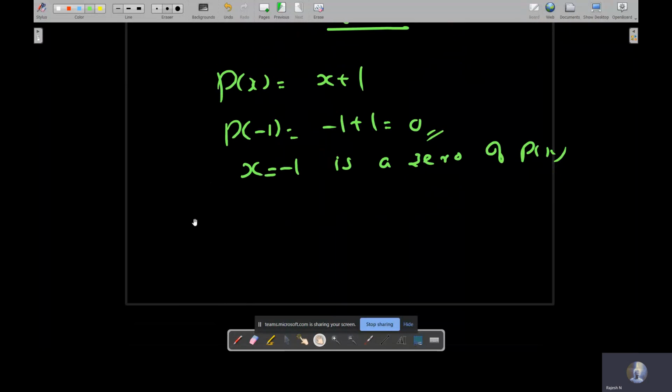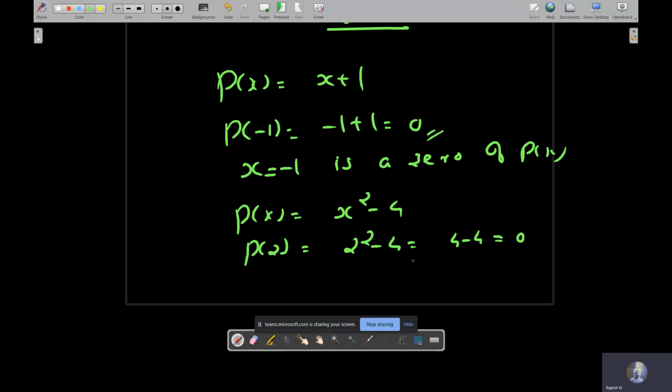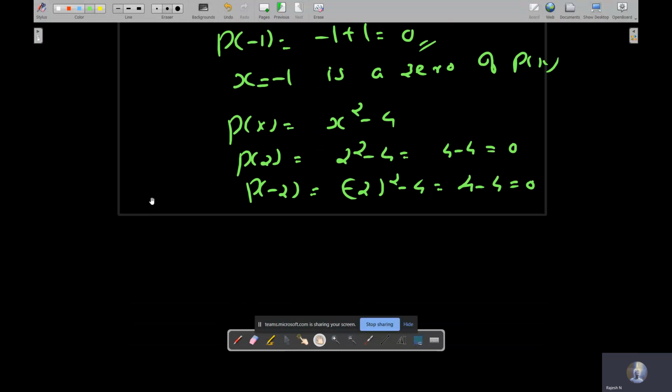Similarly, suppose p of x is equal to x squared minus 4. What is p of 2? P of 2 is 2 squared minus 4, which is 4 minus 4, 0. P of minus 2 is minus 2 squared minus 4, that is 4 minus 4, that is also 0. So here we can say x is equal to 2 is a zero of the polynomial. X is equal to minus 2 is a zero of the polynomial. Then suppose p of x is equal to ax. What is p of 0? A into 0, 0.